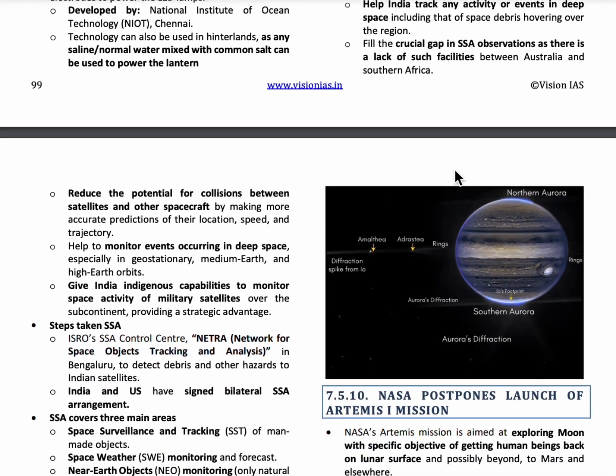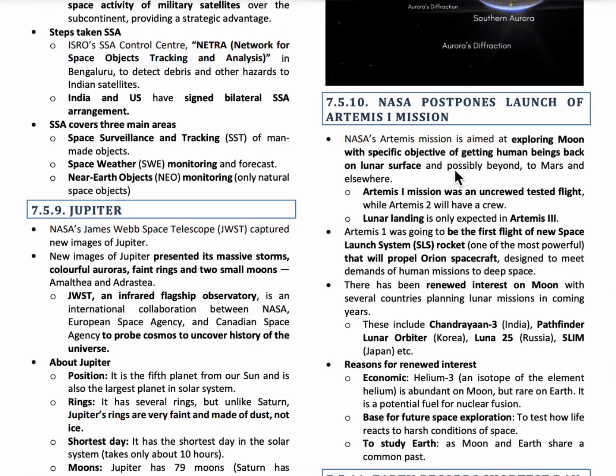The next topic is Jupiter. Jupiter is the fifth planet from the Sun and the largest planet. It has 79 moons and Saturn has 82 moons.